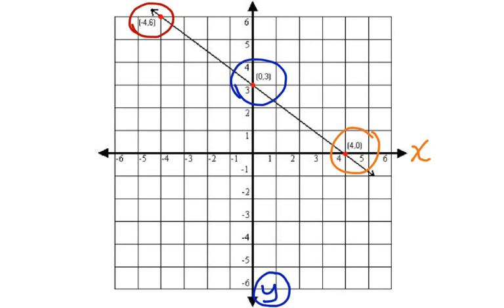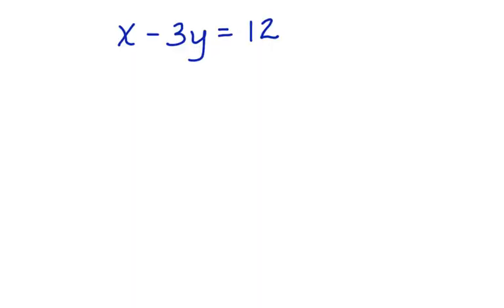Now sometimes you won't have a graph with a line already done for you. You're going to have an equation, and when you have an equation, you're going to need to know how to figure out what the x-intercept is and the y-intercept so you can graph a line. Let's look at how to do that. Let's say we want to graph this line, x minus 3y equals 12. We need to find the x-intercept and we need to find the y-intercept. And once we know both of those intercepts, we can graph the line. Let's get the x-intercept first.